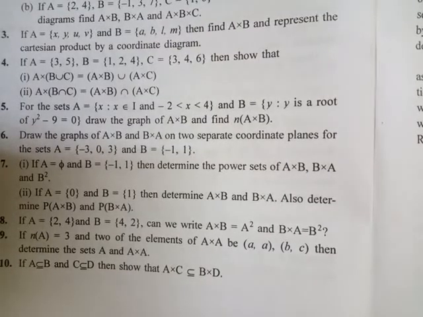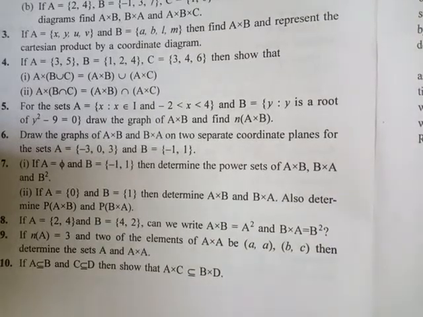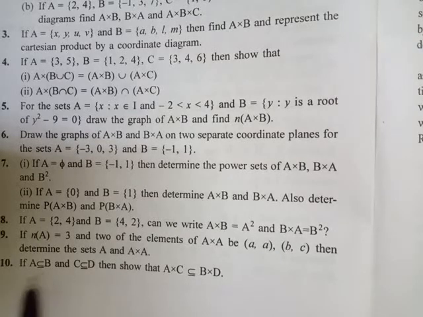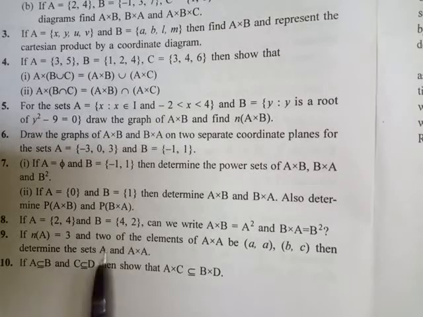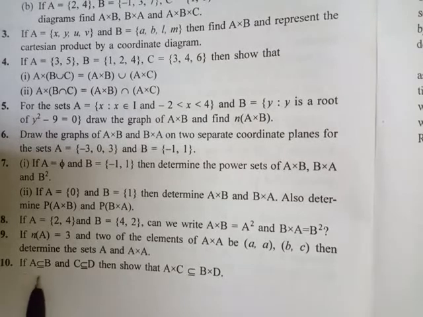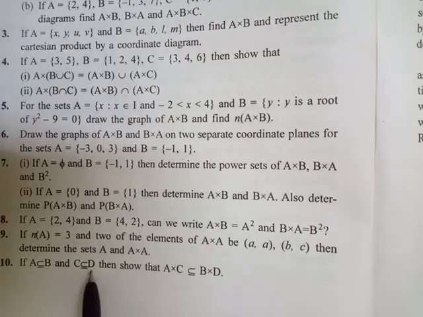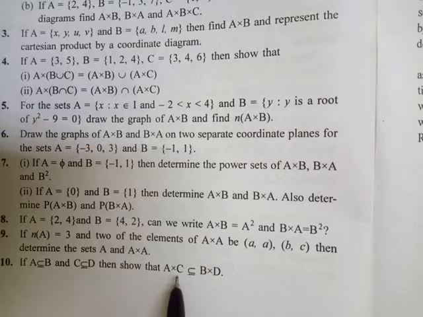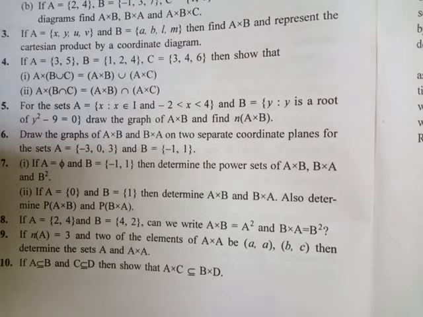Now question number 10. If A ⊂ B, this symbol is the symbol of subset, so we can say that A is a subset of B and B is a superset of A, which means all the elements of A are in B. Similarly, C is a subset of D and D is a superset of C, which means all the elements of C are in D. Then show that A × C is a subset of B × D, which means B × D is a superset of A × C. This is also clear: all the elements of A × C are also in B × D. Now let's have a look how to solve this one.